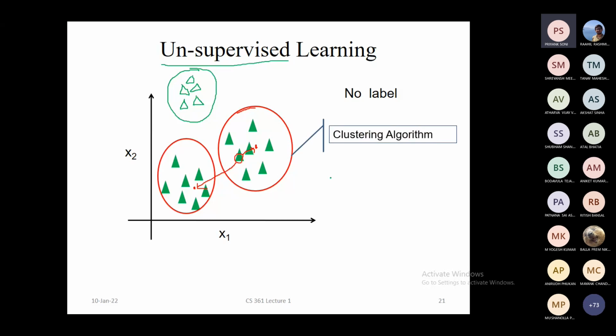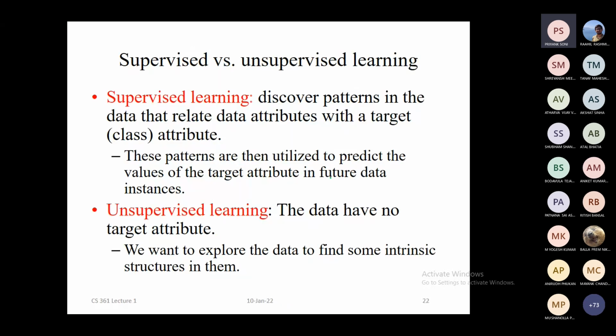So this is some algorithm we are going to see that clusters or groups in this way. So what is the difference from supervised? What we have seen in the supervised setting is that supervised learning discovers patterns in the data that relate data attributes to the target attribute. These patterns are then utilized to predict the values of the target attribute in future data instances.